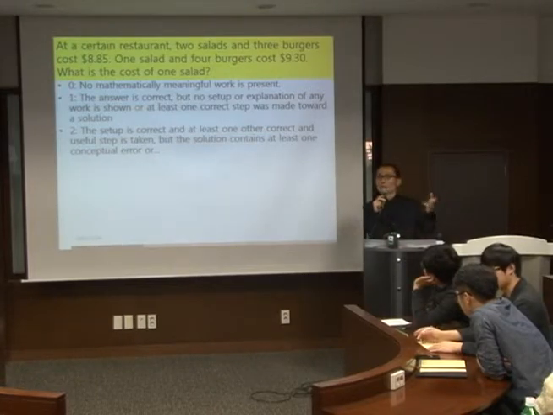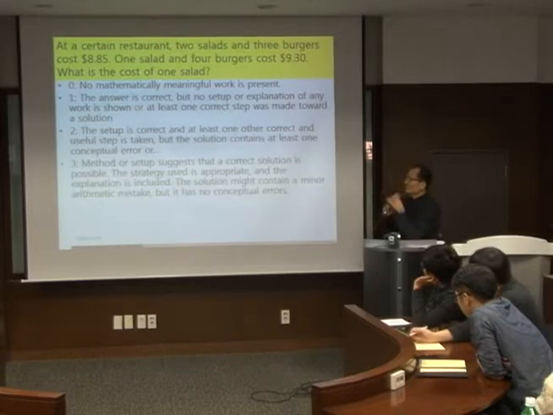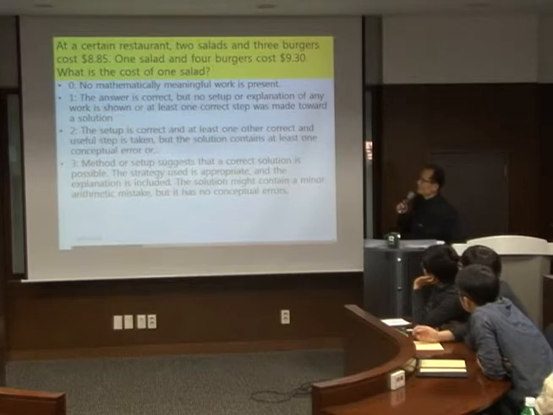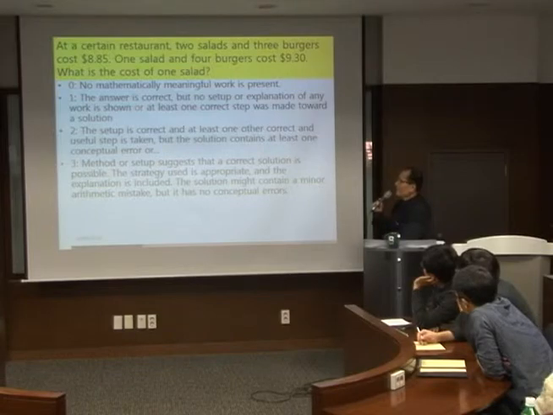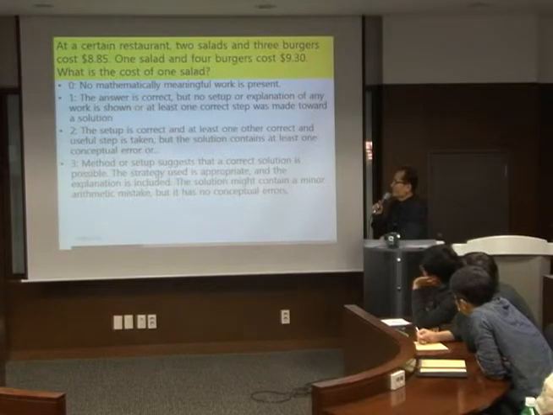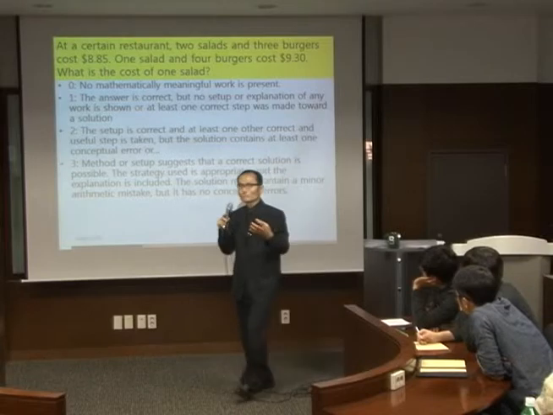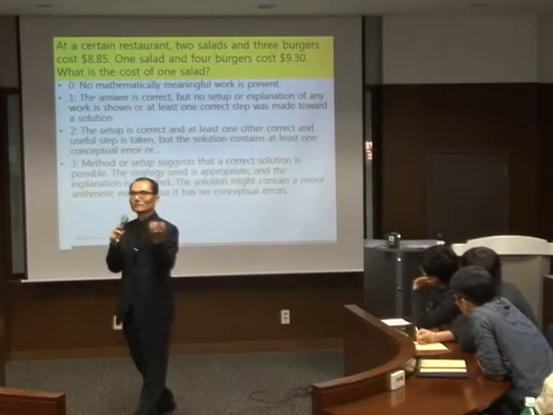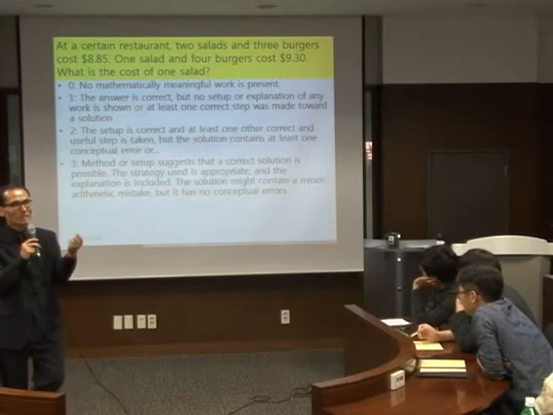This is going to be a major error from my perspective. Also, the third one, method or step, suggests that a correct solution is possible, the strategy used is appropriate, and the explanation is included. The solution might contain a minor arithmetic mistake, but it has no conceptual error. In other words, think about it this way: there's no conceptual error after looking at the solution, but there's a minor mistake.